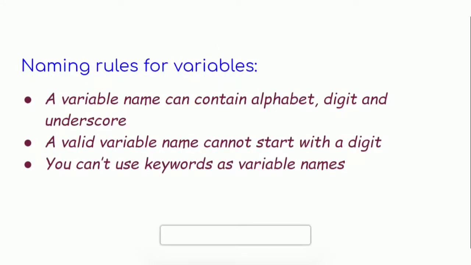Naming rules for variables. A variable name can contain alphabet, digit and underscore. A valid variable name cannot start with a digit. You cannot use keywords as variable names. Don't worry if you don't know keywords. We are going to study keywords later. So just know right now that you cannot use keywords as variable names.